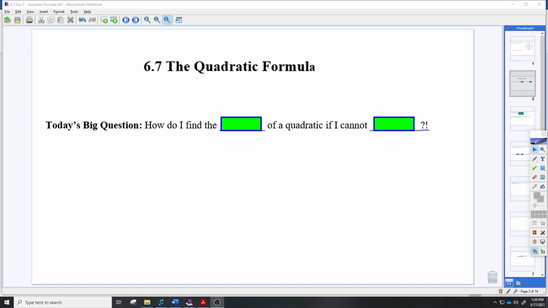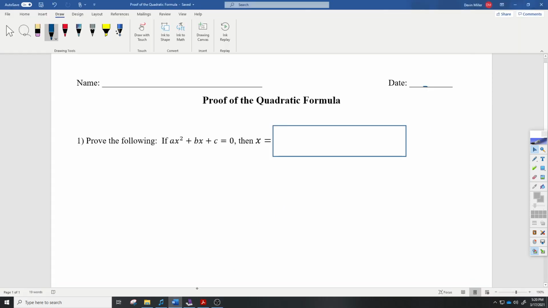We're going to do the second half of 6.7 today, which is called the quadratic formula. Before we actually get into this lesson, we're first going to prove the quadratic formula. This is on the back page of the notes, kind of like a separate page off on its own. Before we start, we're going to prove where it comes from, and then we'll be able to use this formula over and over in the rest of the lesson.